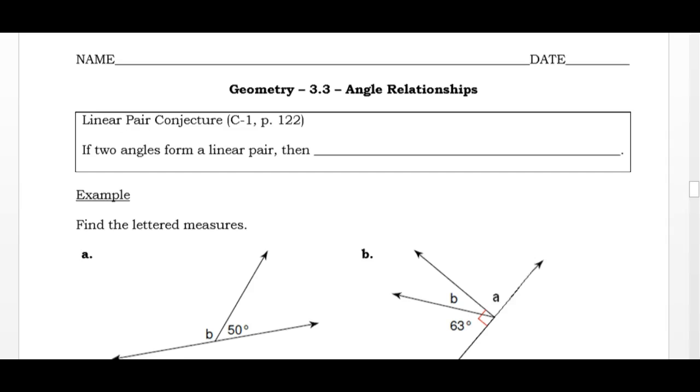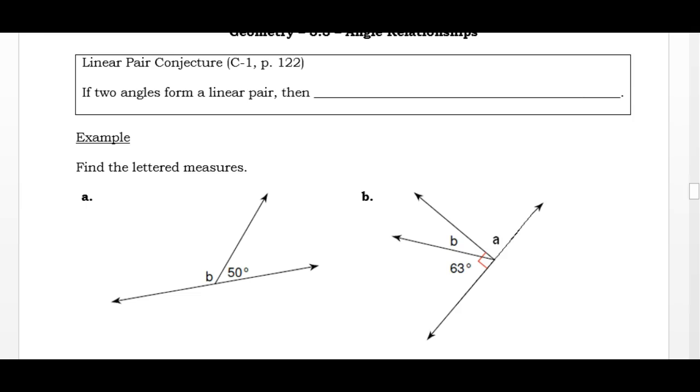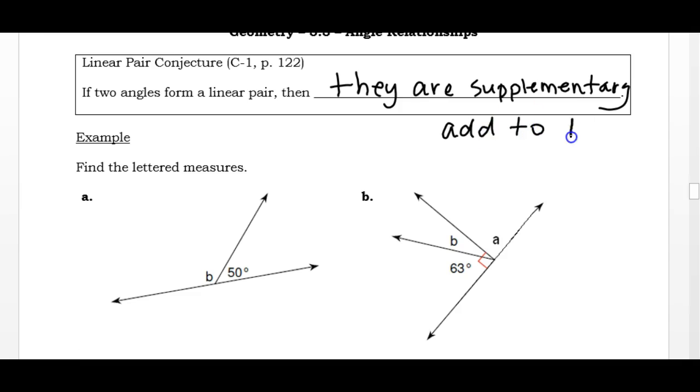and vertical angles. So my first one here is if two angles form a linear pair, then they are supplementary. And supplementary is another word we defined back in chapter 1, but what that means is that they add to 180 degrees. So I have some linear angles here in example A.